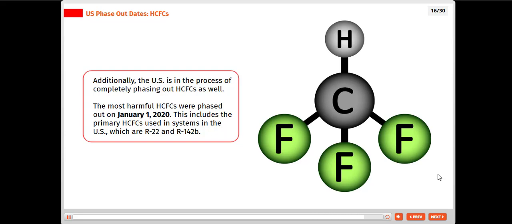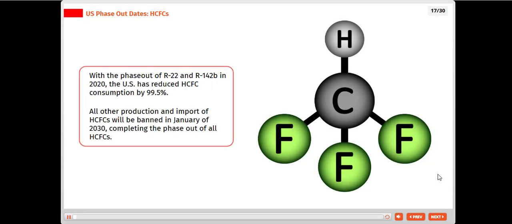With the phase-out of R22 and R142B in 2020, the U.S. has reduced HCFC consumption by 99.5%. All other production and import of HCFCs will be banned in January of 2030, completing the phase-out of all HCFCs.